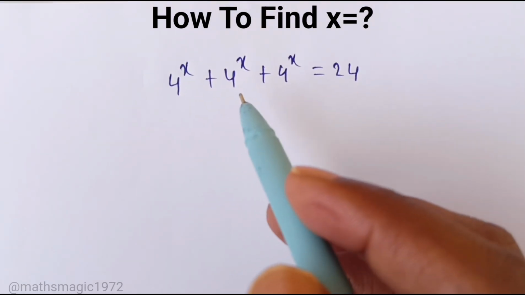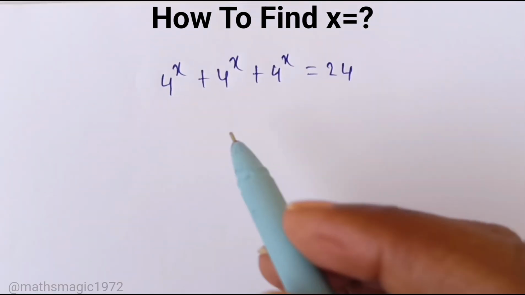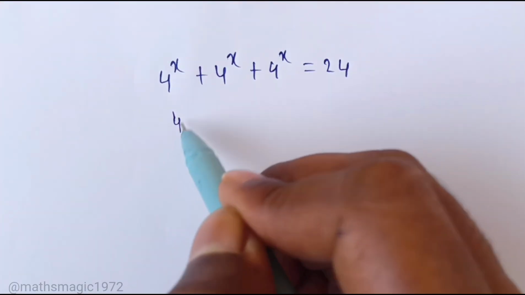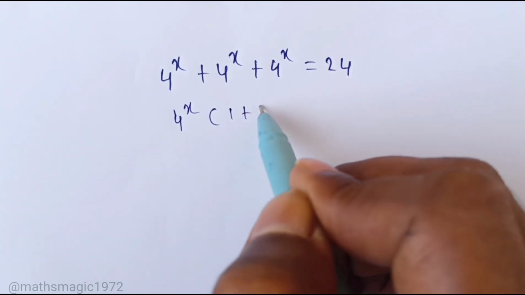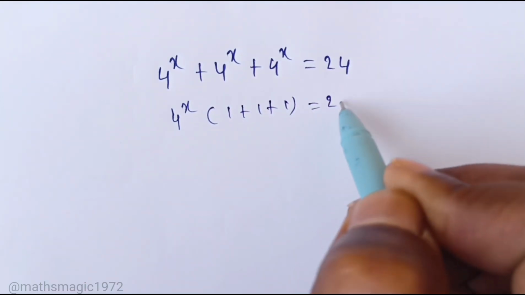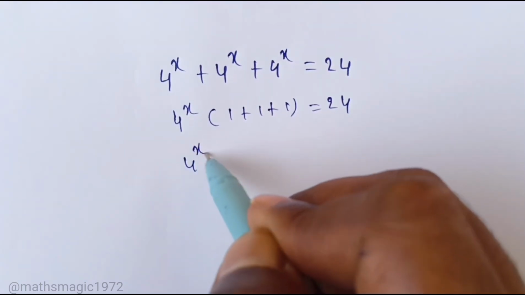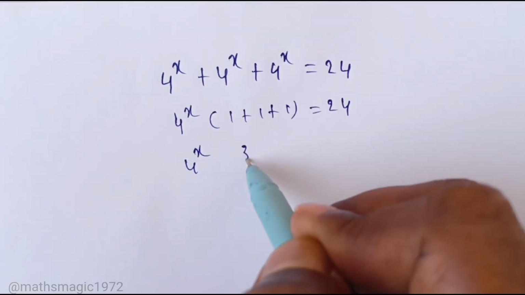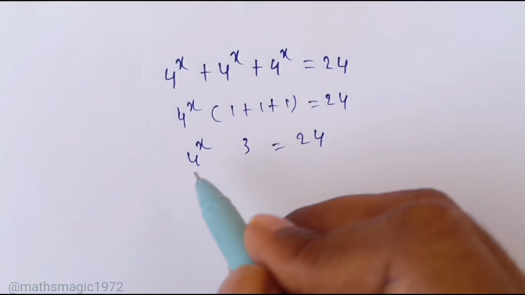4 to the power of x plus 4 to the power of x plus 4 to the power of x is equal to 24. Here 4 to the power of x is taken common. 1 plus 1 plus 1 is equal to 24. 4 to the power of x as it is. Here 3 is equal to 24.